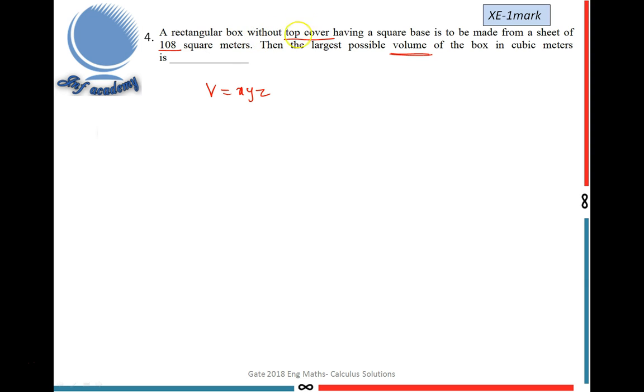A rectangular box without top cover having a square base is to be made from a sheet of 108 square meters. So the surface area of this box is 2xz plus 2yz plus xy equal to 108, because without top cover, so here xy only. This is the constraint. This is the function f.